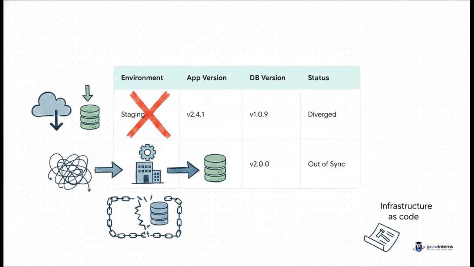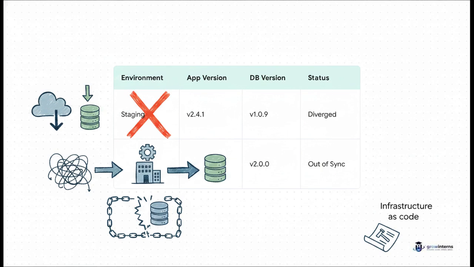Just picture this scenario. Your staging app is running version 2.4.1, but the database is somehow lagging way back at version 1.0.9 because a manual update script got missed during a refresh. Meanwhile, production is perfectly synced up at application version 2.4.0 and database version 2.0.0.